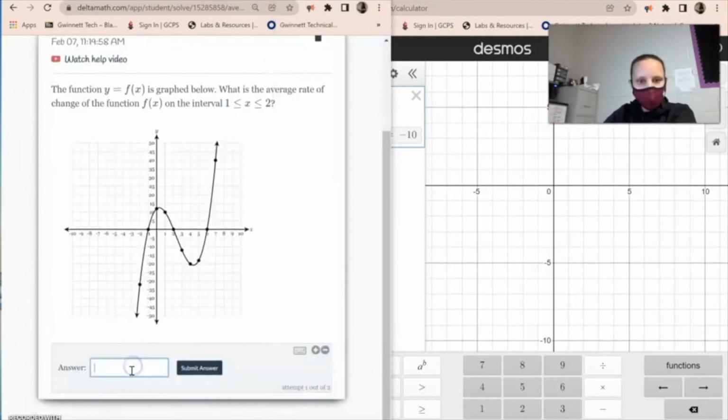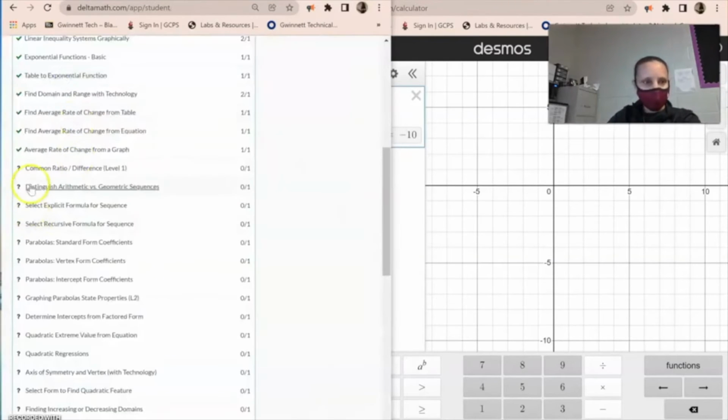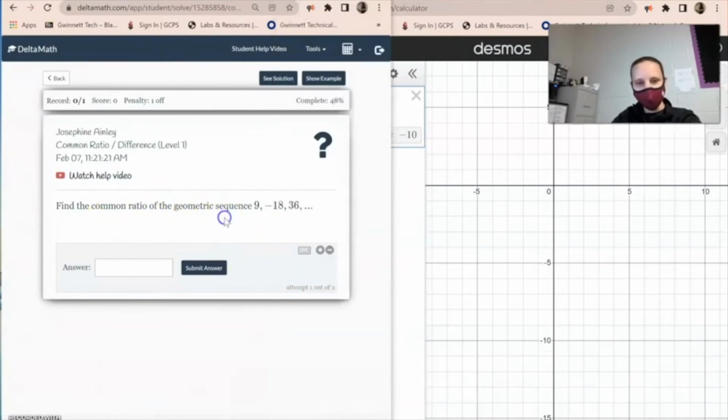And that's pretty much how you do all of those questions. So you can do all of those questions relatively fast. All right. Next, common ratio and common difference. All right, so this is whether you know something is geometric or arithmetic.